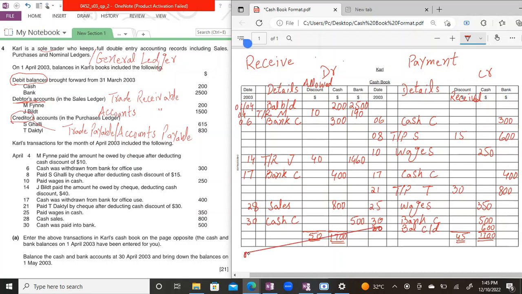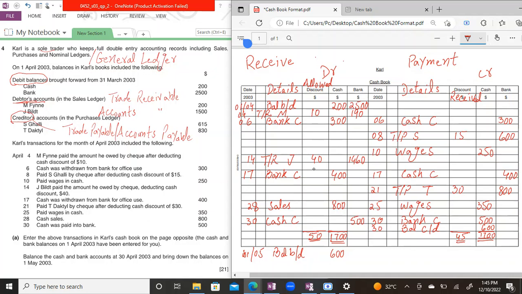So date is the same, 30th April. And then here on 1st May, you write balance brought down. For the cash, it is 600. Keep in mind that for discount allowed and discount received, we don't need to take the balance carried down and brought down because they will be transferred to the nominal ledger.